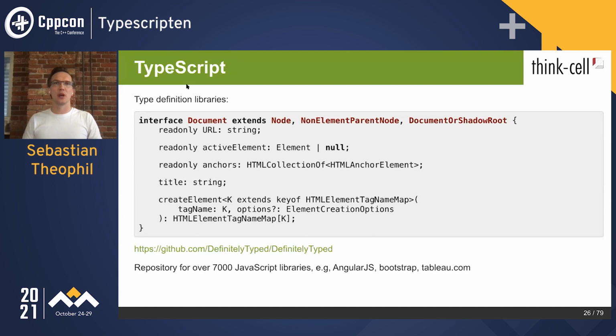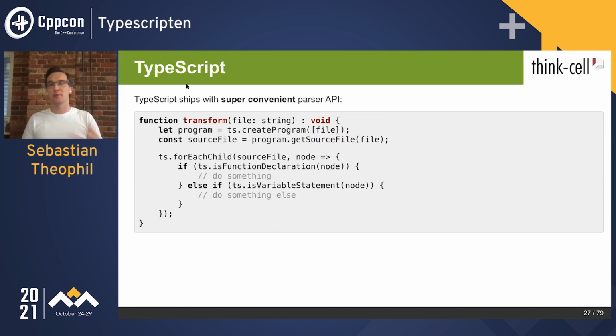TypeScript not only ships with those type definition libraries, TypeScript also ships with a super convenient parser API. So this is essentially all the TypeScript code that you need to read one of those interface definition files. Here in the first line, I create a TypeScript program from an array of files, technically. That instantiates the TypeScript parser, will read all the dependencies, does essentially all the work. And then I can get a handle to the parsed source file, and I can iterate over all the syntax nodes in that parsed source file and can ask the TypeScript parser API, is that node a function declaration, or is that a variable statement?